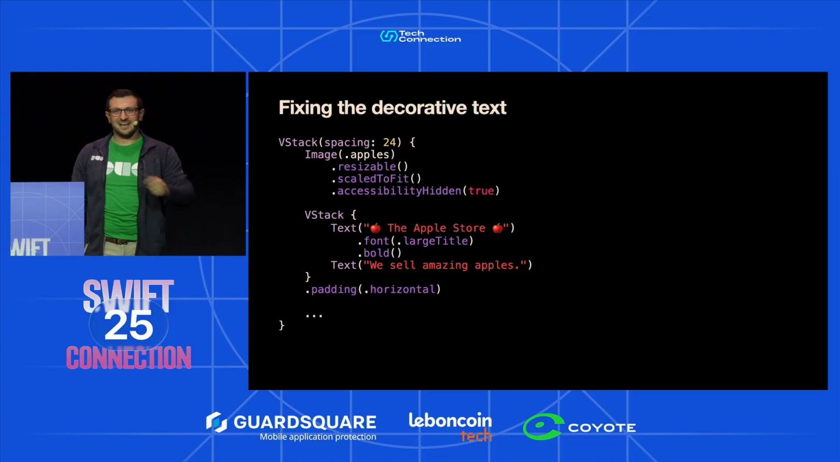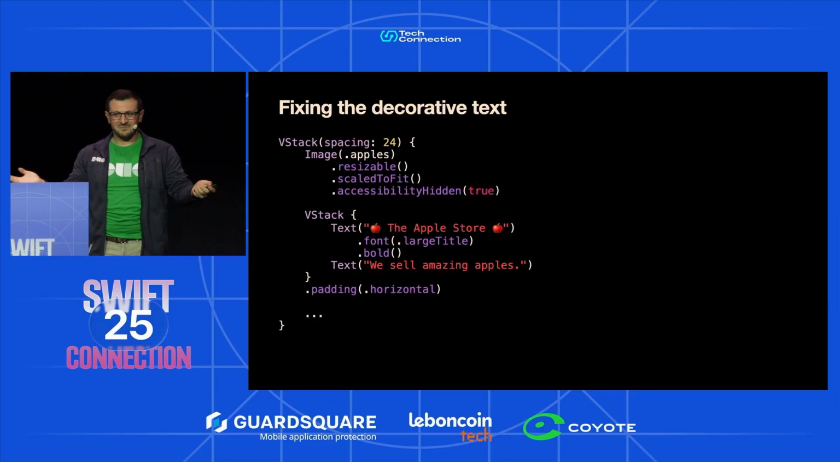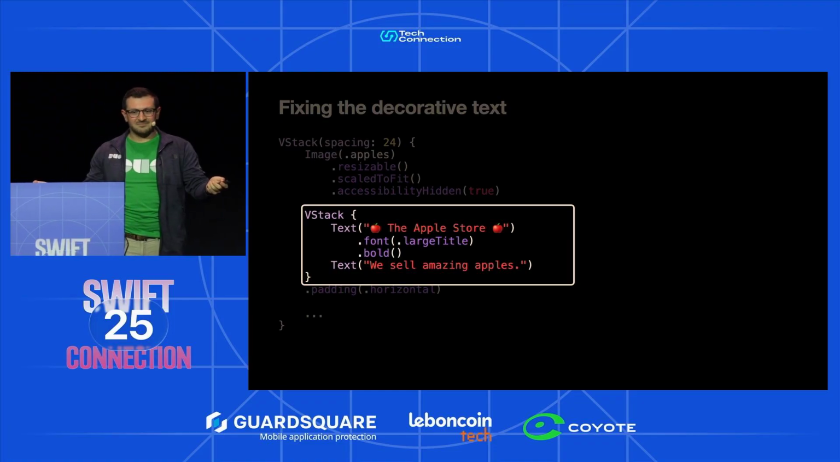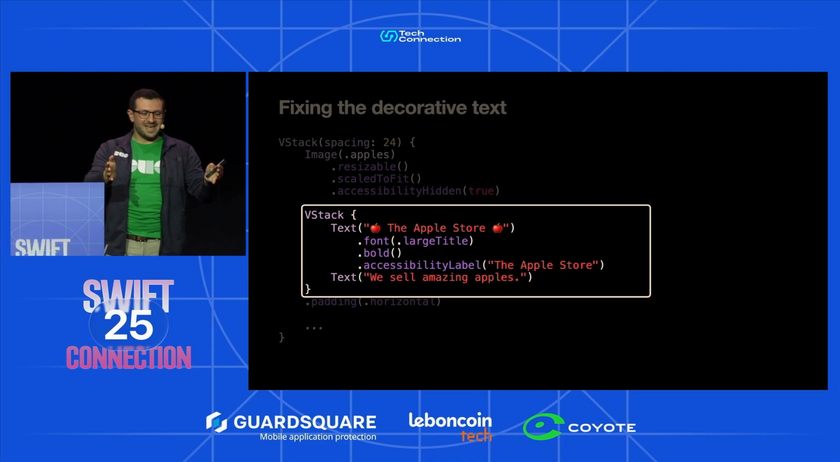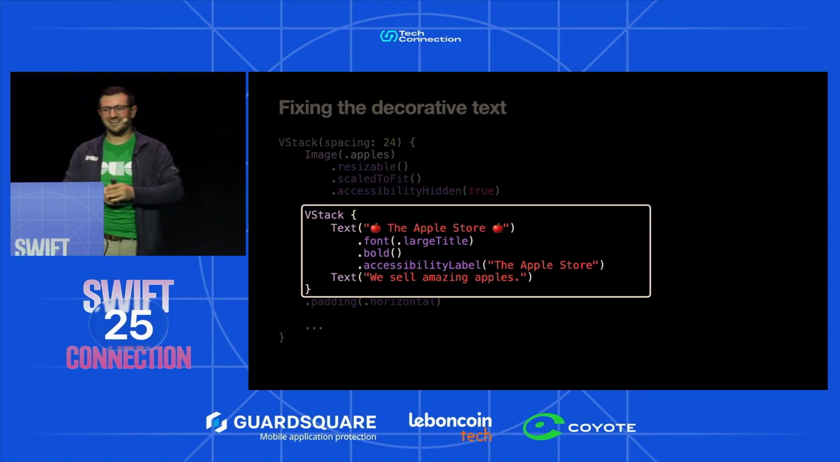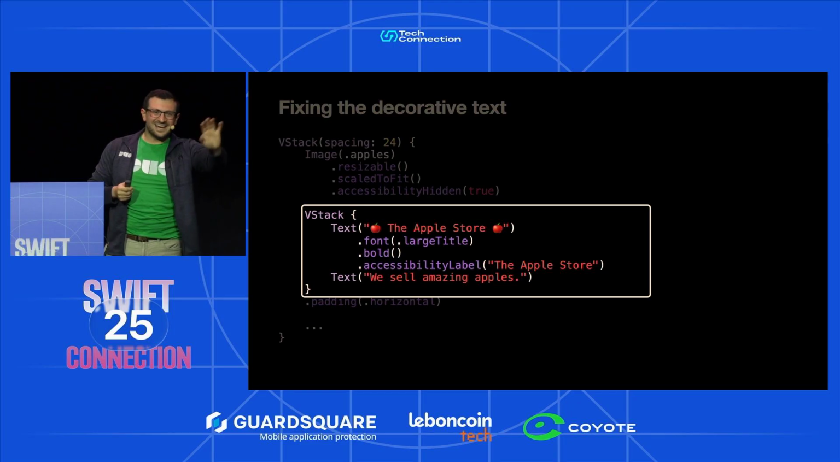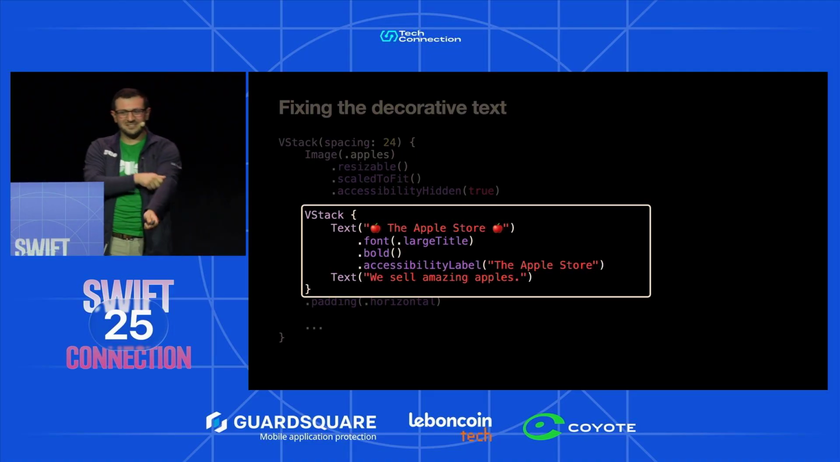Next piece is the decorative text with the apple emojis, which said something like red apple, the Apple Store, red apple. So again, we know something the system doesn't, because we gave it a label that it has every reason to believe should be read out loud. So let's just tell it, maybe don't. Instead, say the Apple Store. And just adding that accessibility label modifier, in this case, is a way of us telling the system something you don't know, which is that we kind of put some decorative stuff in that text and maybe shouldn't have, but we did, or maybe it was the only way.